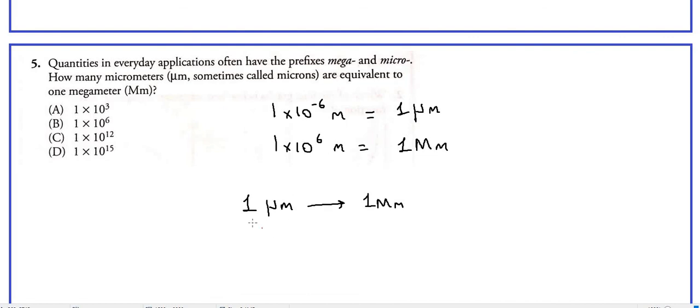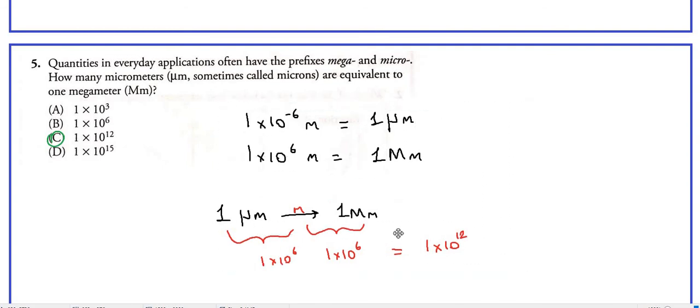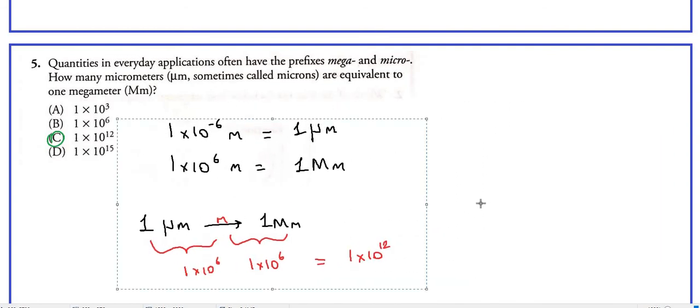Now we're going to convert 1 micrometer or 1 micron into 1 megameter. From 1 micrometer to 1 meter, we have to go 1 times 10 to the 6 units away. And from meter to megameter, we also have to travel 1 times 10 to the 6 units away. Together it's going to be 1 times 10 to the 12 times more. C is the answer. Or you can go through a very thorough dimensional analysis for this question. This was just intuitive and practical.